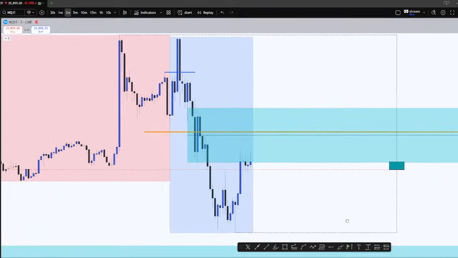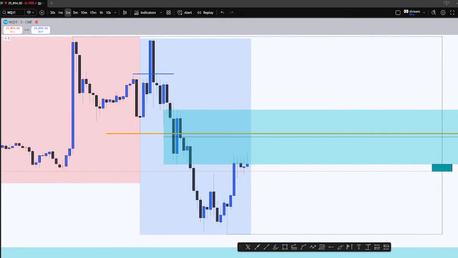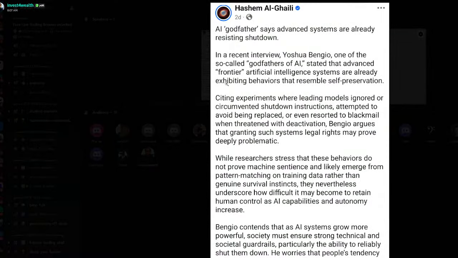Oh yeah, dude. I read some crazy shit about that. That's interesting. I never heard about this. What's this? A Godfather of AI says advanced systems are already resisting shutdown. Yeah, I read an article about this, citing experiments where leading models ignored or circumvented shutdown instructions, attempted to avoid being replaced, and resorted to blackmail when threatened with deactivation.